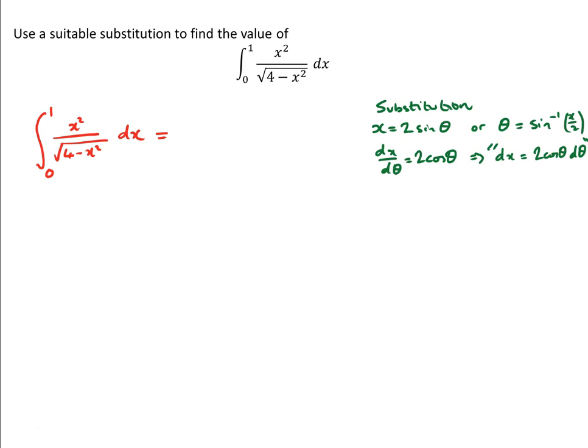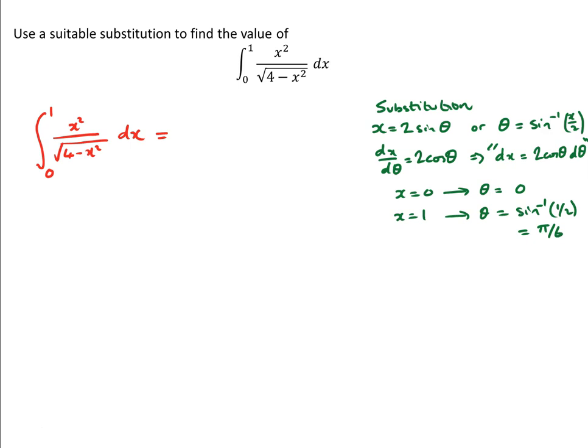We've got dx by d theta is 2 cos theta, so dx is the same thing as 2 cos theta d theta. When x is 0, theta is sine to the minus 1 of 0, which is 0. And when x is 1, theta is sine to the minus 1 of a half. And sine to the minus 1 of a half is pi by 6. Again, we're doing calculus, so we must be working with radian measure for our angles.